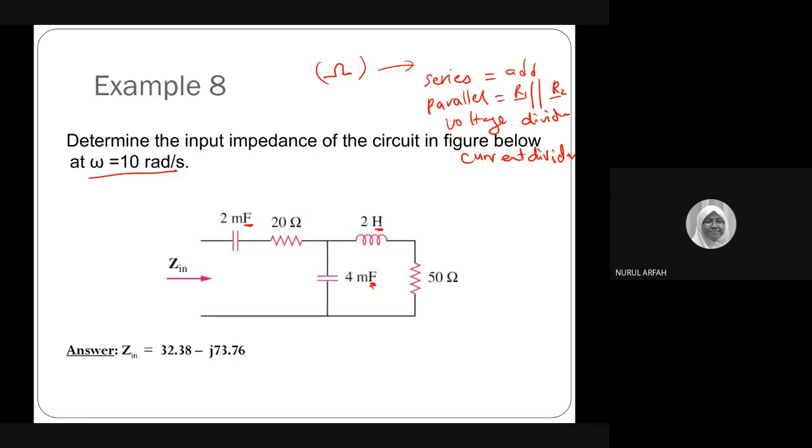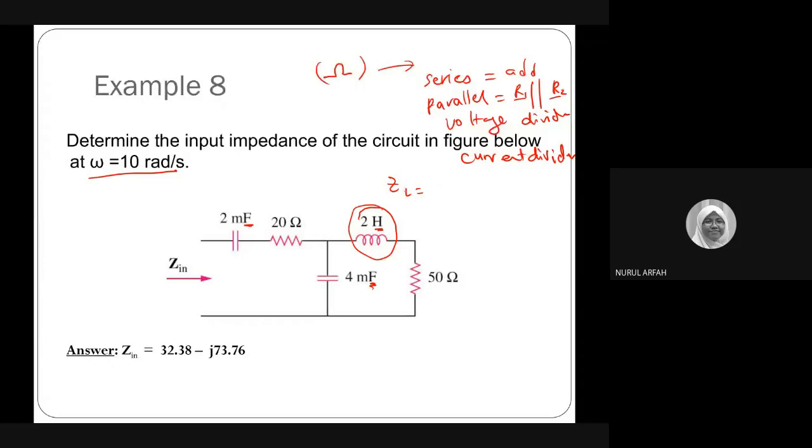Okay, so how do we convert this inductor? What is the impedance of an inductor L? j omega L, yes. Okay, so j times 10 with L equal to 2. So this is j20. All right, and what is this unit?